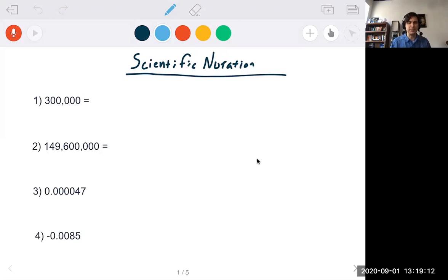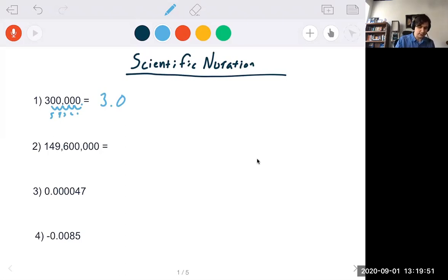Because if you multiply something by 10, you just add a 0 to the end. So the easy way to do this is I'm going to put the decimal place right there, and then I'm going to count how many spaces I need to move it until I have 3.0. All right, so let's count spaces. 1, 2, 3, 4, 5. So that's 1, 2, 3, 4, 5 spaces. And that tells me that that would be a 3 multiplied by 10 to the 5th power.